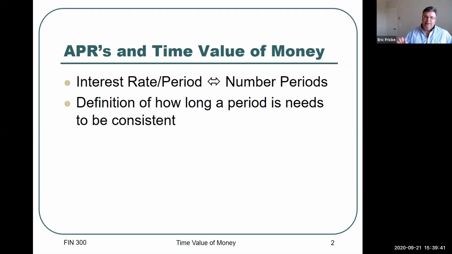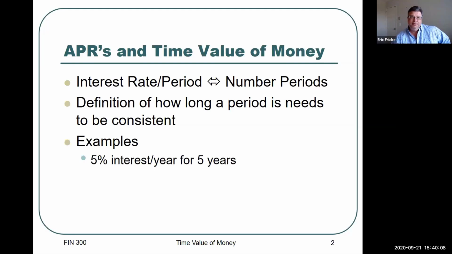And the key is that we have to keep that definition of the period consistent. If your cash flows happen once a year, then your interest rate and the periods that you measure must be on an annual basis. If your loan payments happen once a month, then your interest rate has to be based on per month, and the number of periods has to be the number of months.